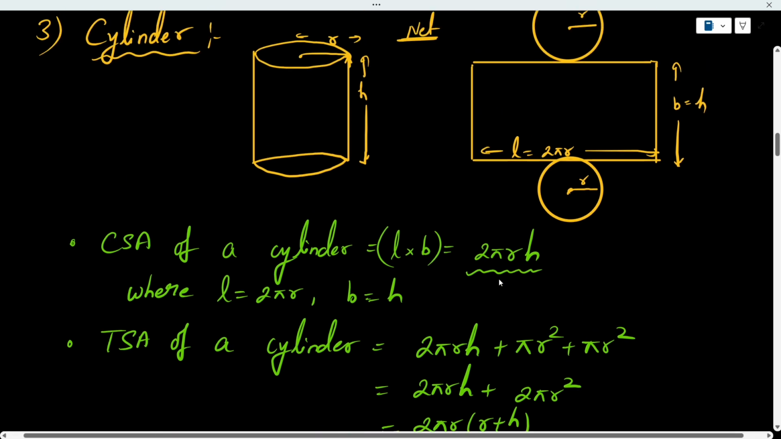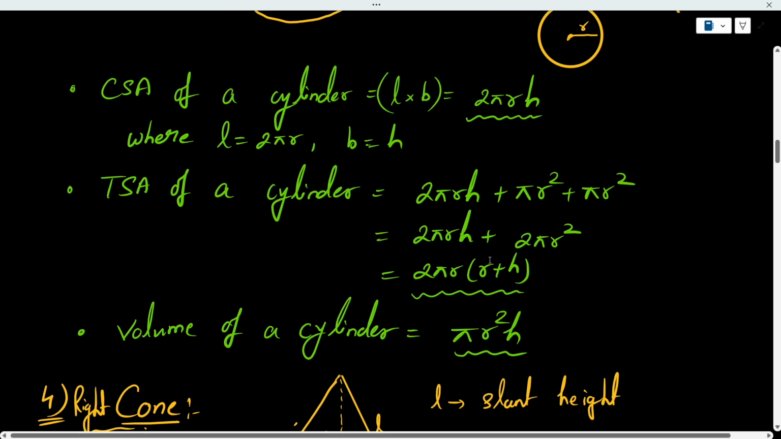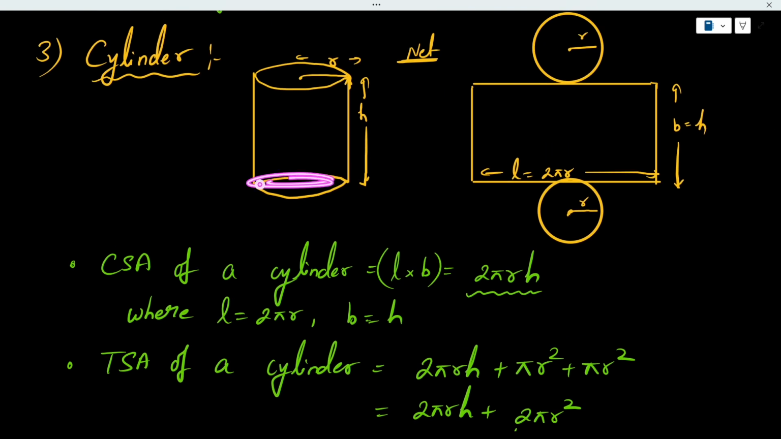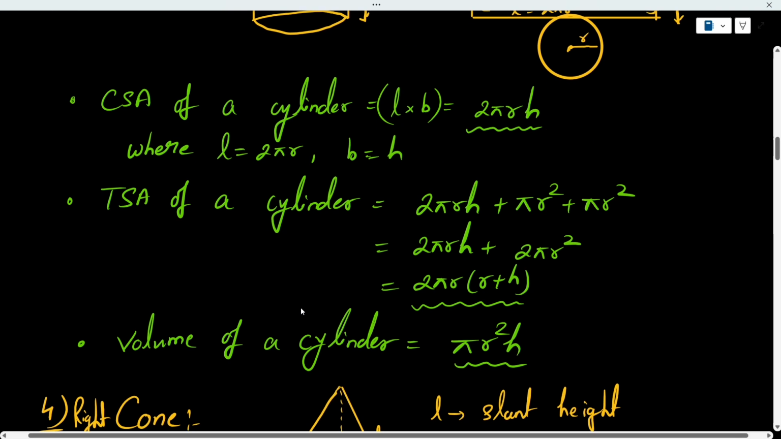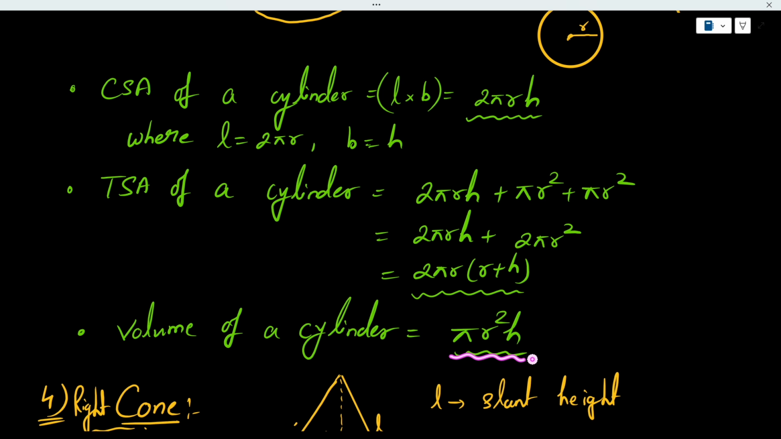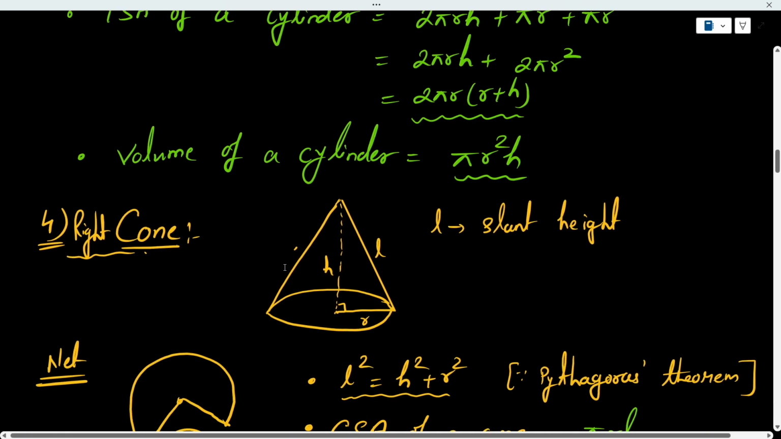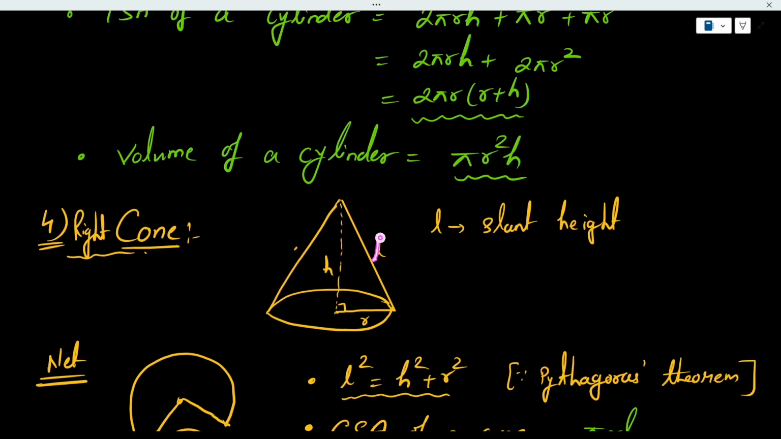Then what is the volume? We remember it as area of base into height. So what is the base area here? It is going to be pi r square, and this height, that is going to give you the volume. So what is the volume of a cylinder? Pi r square h. Then there is a right cone. Now what are the dimensions here? This is called slant height. Then this is called height.